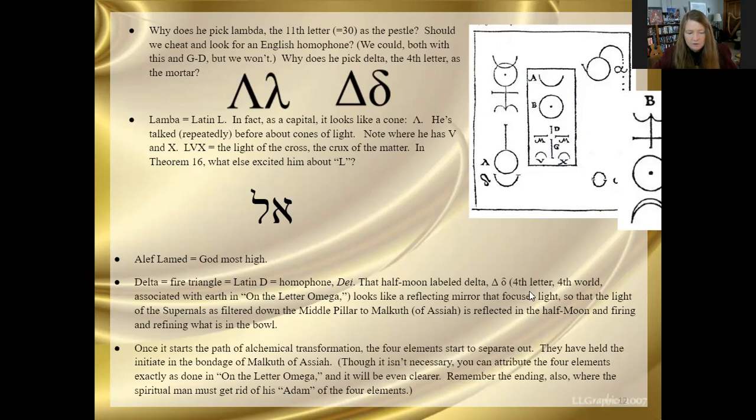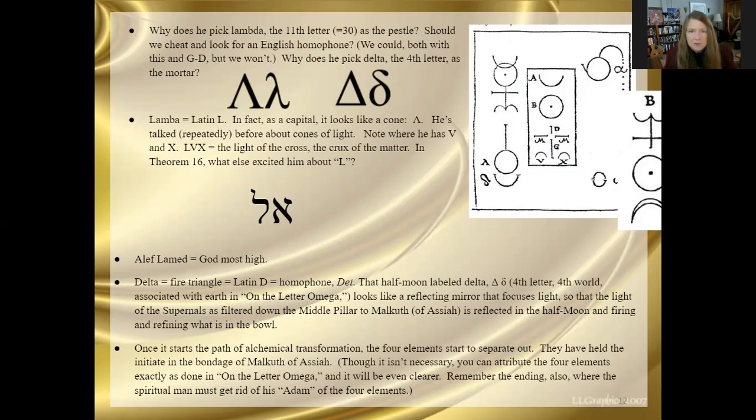Okay, so once one starts this path of a chemical transformation, the idea is that the four elements start to separate out. Now we know from the Sefer Yetzirah that Earth is only in Malkuth. So again, we're talking about this little tree in Asaya, but the elements are starting to separate out. They've held the initiate in bondage in Malkuth of Asaya. Although it isn't in any way necessary, you can attribute the four elements the same way that Zosimos does on the letter Omega.